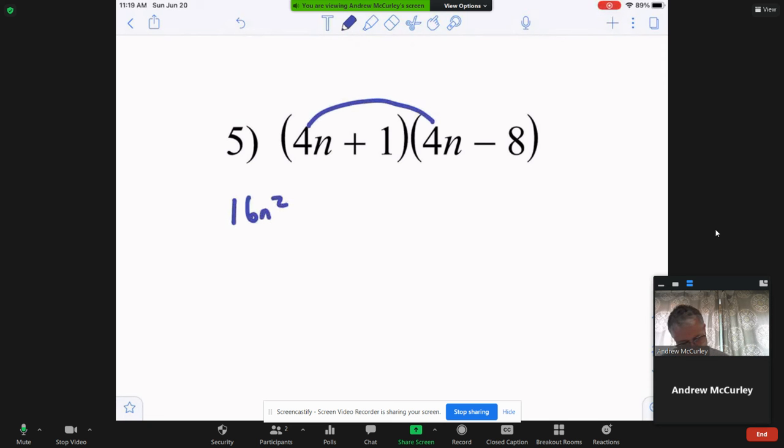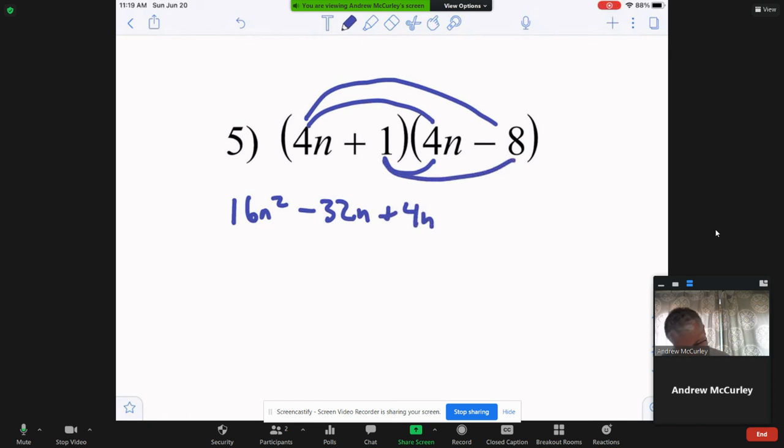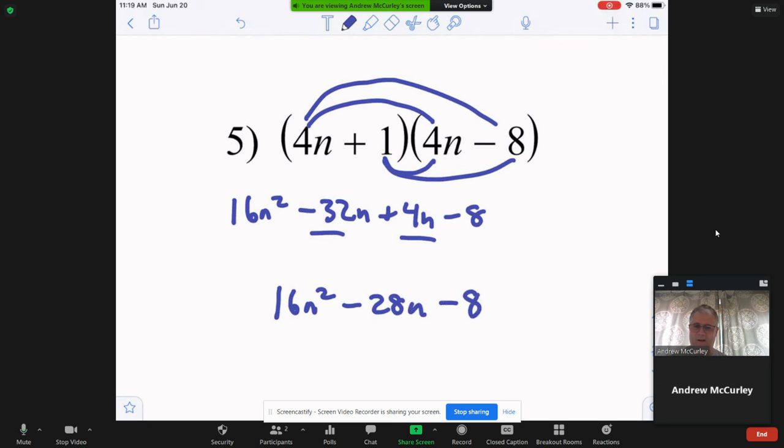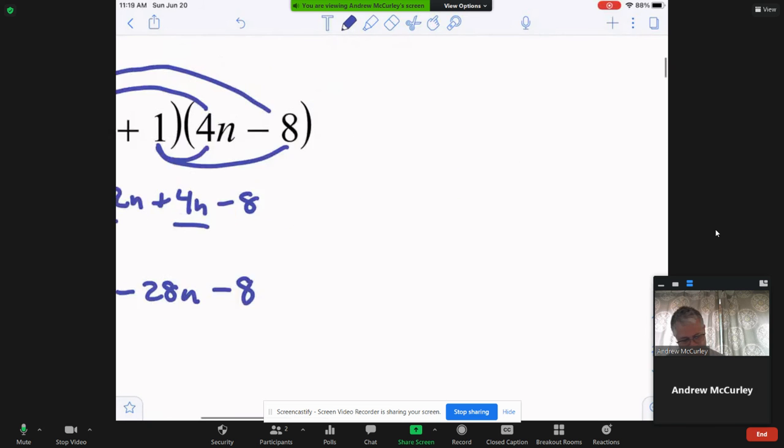16n squared, multiplying those together. Outer is going to be these 2, so that looks like minus 32n. Inner, so plus 4n, and that last 2 terms is going to give us a negative 8. Don't forget to combine like terms, so 16n squared minus 28n minus 8. That's how we multiply 2 binomials. Let's try it again.